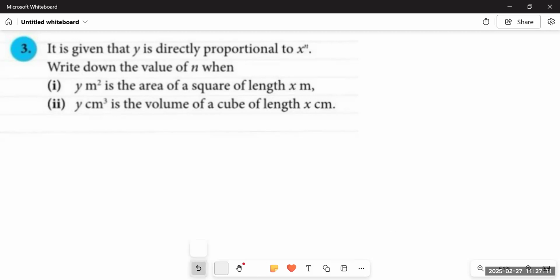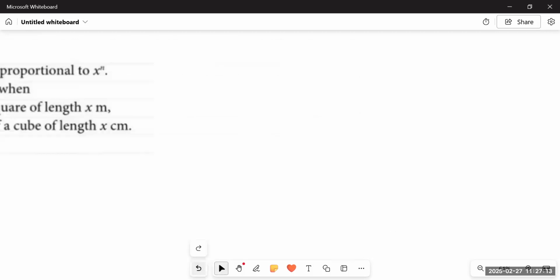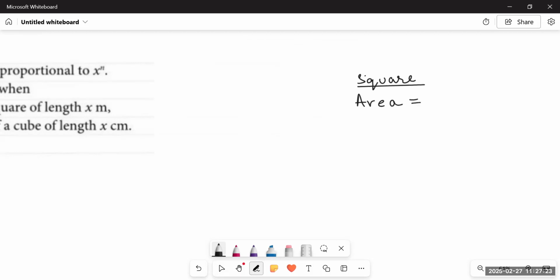If we talk about two-dimensional figures like square, rectangle and triangle, we find the area of these shapes. Since in a square all sides are equal to each other, the area of a square is calculated by multiplying the length by itself, or we can say L square. Whatever the length is, we just multiply it by itself, that is, we square it to find its area. So we can say that A is equal to L square.